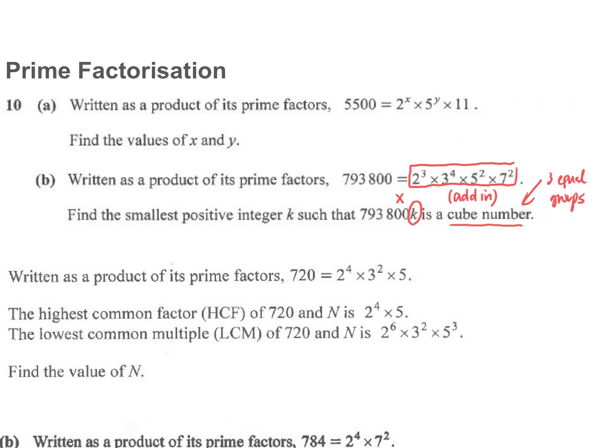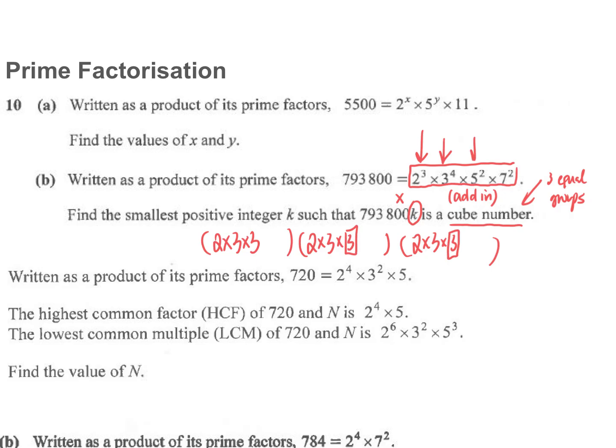So you ask yourself, these 3 equal groups, I have 3 2's. So all of them has 1. So I have 3 4's. All of them should have 1. And then I got 1 extra here. So I'm required to add in 2 3's. If not, it's not equal groups.